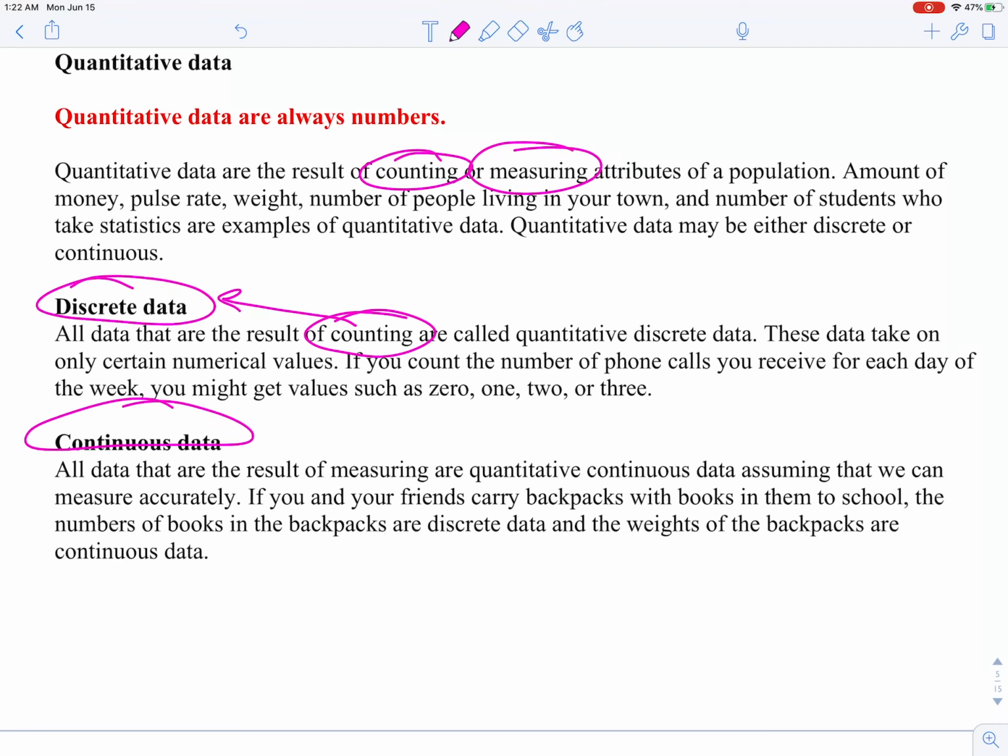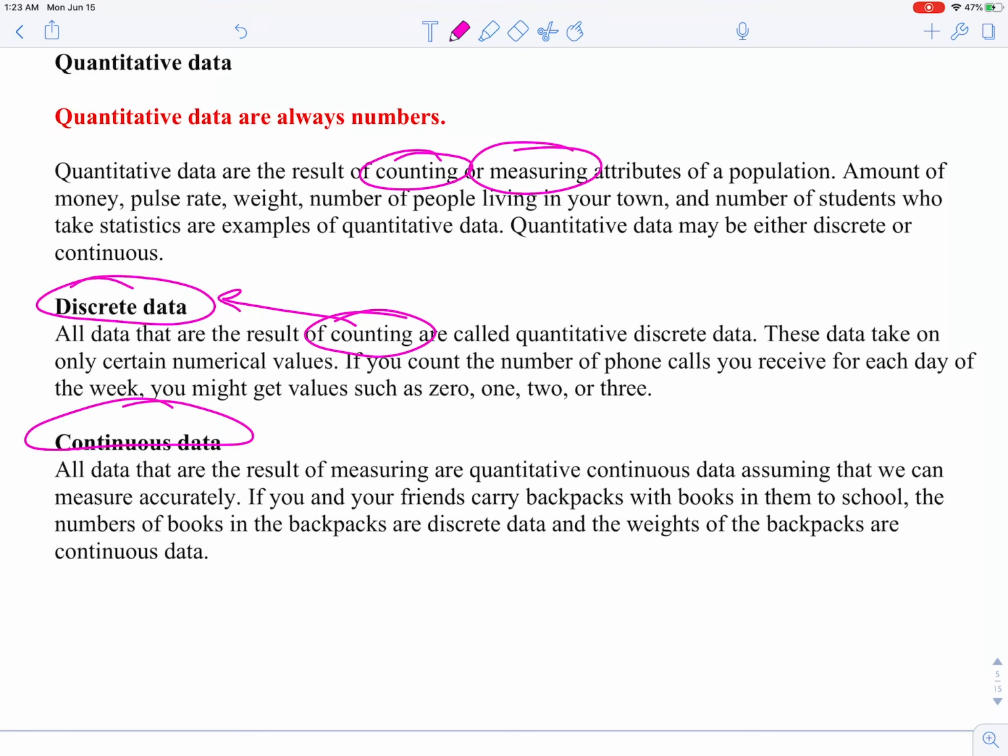If we count how many students are in a classroom, you're definitely not going to get 35 and a half people in the room. I mean, if we have half a person laying on the ground, that's a mess, and someone's probably going to jail. So these data take on only certain numerical values, mostly whole numbers. If you count the number of phone calls you receive for each day of the week, you might get values such as 0, 1, 2, 3. Because when you're counting the number of phone calls, it's either a phone call or it's not. You can't say you got half a phone call.